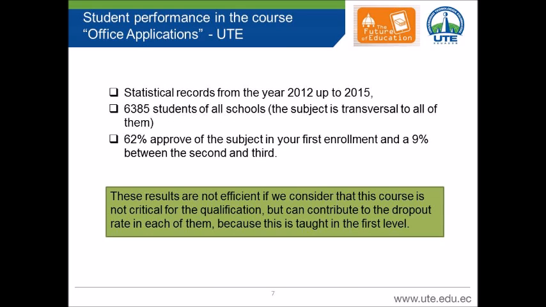Student performance in the course Office Applications. According to statistical records of student performance in the course Office, taken from the computer system of the Universidad Tecnológica Equinoccial from the year 2012 up to 2015, it is clear that out of a total of 6,385 students, the subject being transversal to all of the schools, 62% approve the subject in their first enrollment and 9% between the second and third. These results are not efficient if we consider that this subject is not critical for the qualification of any of the schools of the UTE by its genetic content, but can contribute to the dropout rate in each of them, because this is taught in the first level.